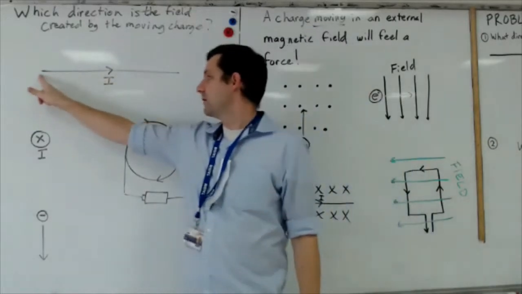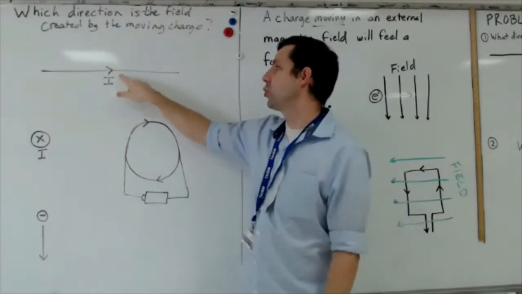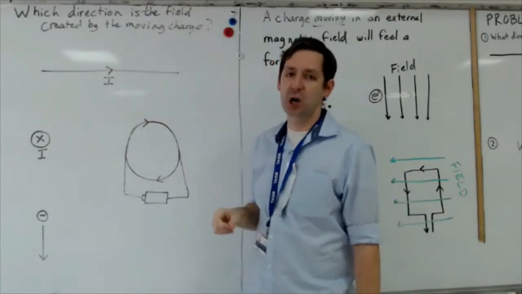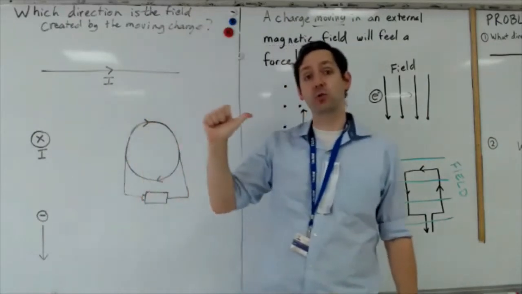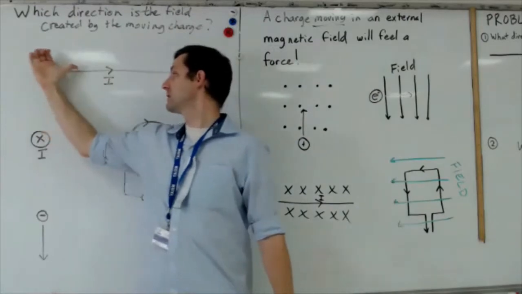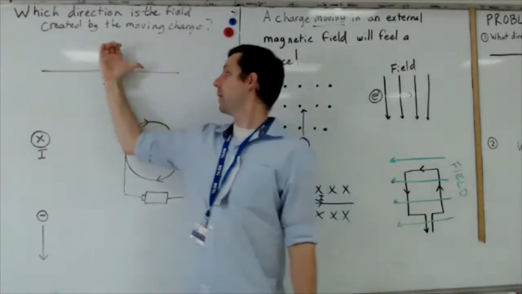We have current flowing to the right, and the question is, which direction is the field created by the moving charge? Okay, so the field created by the moving charge, that means we're going to use our first right-hand rule. The current is going this way. And so you'll see my curved right hand up on the top.